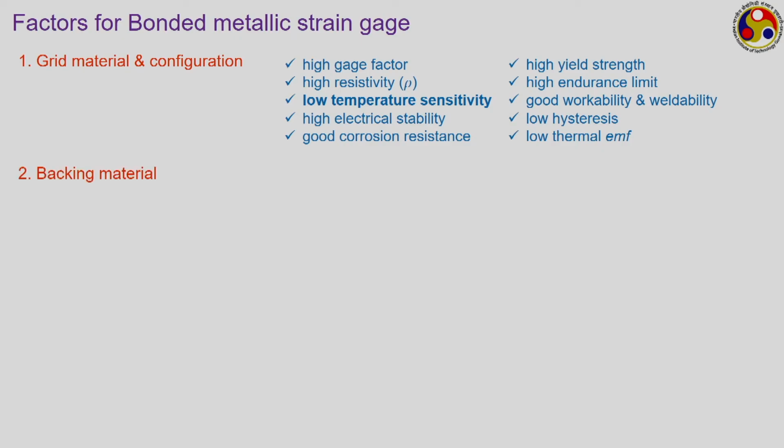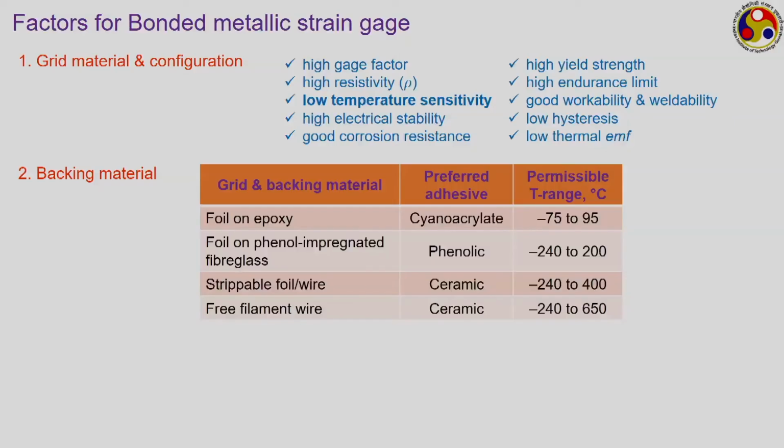The choice of backing material is important, particularly from the mechanical stability point of view. These are some of the common backing materials that we can use. You can see their ranges. Epoxy is generally quite well preferred, because this is the normal range for several industrial applications. However, if we are looking to go for higher temperatures, then we have to keep on going in this direction, and ceramic based adhesives will be more preferable.